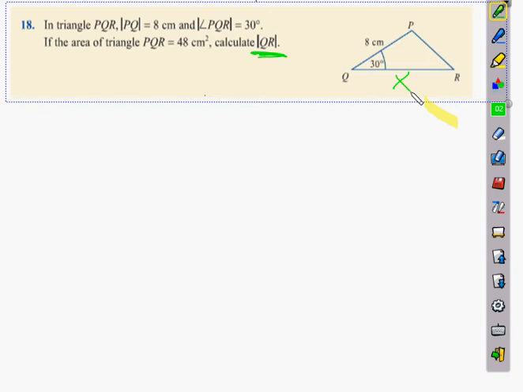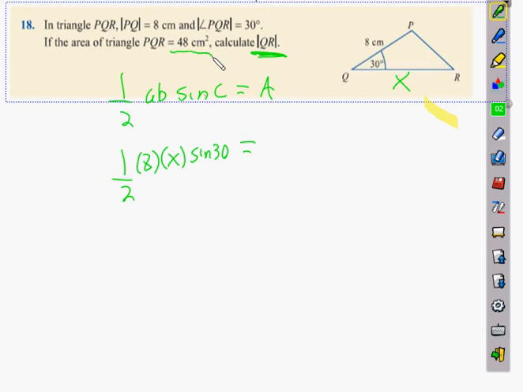Half AB sine C. Yes. Okay, do that now. Equals the area. Now, a half, what are you going to call A? A is X. B is X. And the angle in between both of them? 30. Sine 30. Okay, and that equals what?